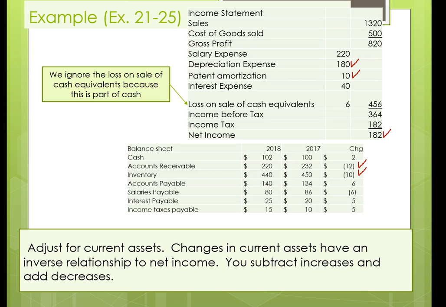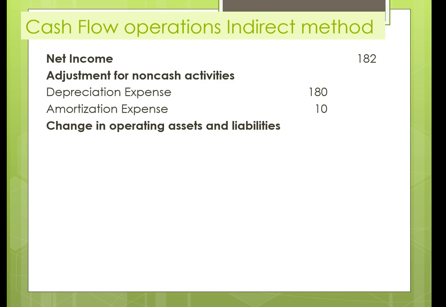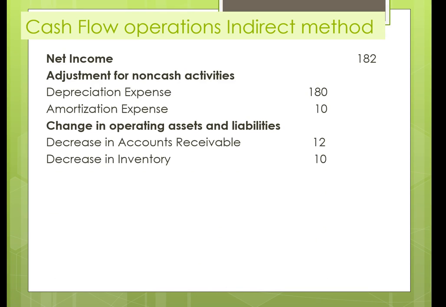Here's why. For accounts receivable, if accounts receivable went down by $12,000, what that means is you received $12,000 more in cash than you had in sales. So here's what we're going to do. We're going to add in the decrease in accounts receivable and add in the decrease in inventory.